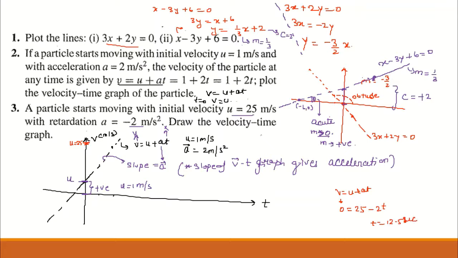So I can say that if it is my 12 and 13, so this is 12.5, so I can draw the graph in this way, and the red line indicates the third graph, which is having a slope of negative because it is an obtuse angle, and the slope will be negative.